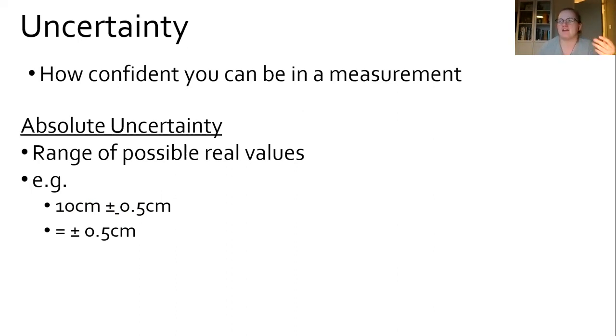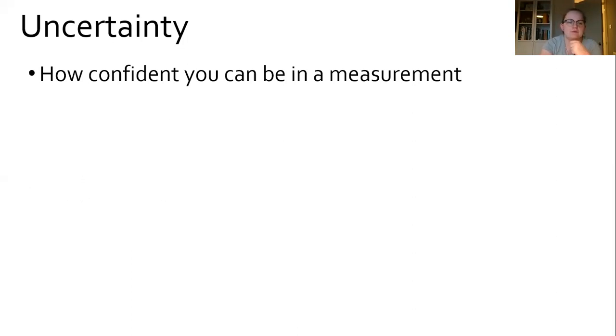That's why we want the highest resolution possible. The higher the resolution we have, the lower that value of uncertainty will be. So that's our absolute uncertainty, our range of possible real values. A range of possible real values from our 10 centimetres would be plus minus 0.5 centimetres. The longest that piece of string could be would be 10.5 centimetres, and the shortest would be 9.5 centimetres.